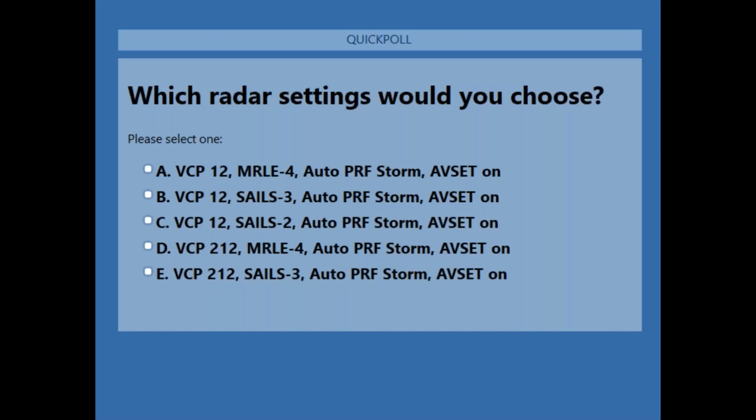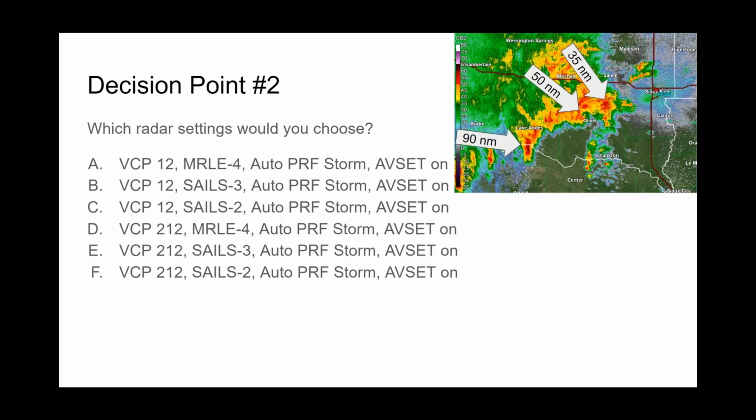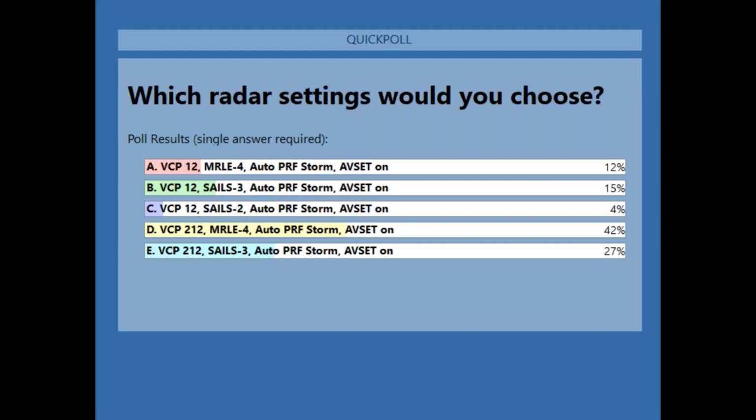All right. And again, there's no perfect answer here. VCP 212 with MRLE 4, that's going to give you a pretty good resolution for that storm at about 50 nautical miles. It may be a situation where SAILS serves you better in the near term, but then as it moves inside of 40 or 35 nautical miles, you might want to lean towards MRLE. It's kind of in that gray area, and I chose that time frame intentionally.